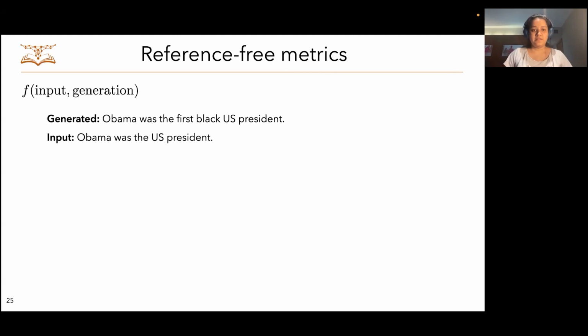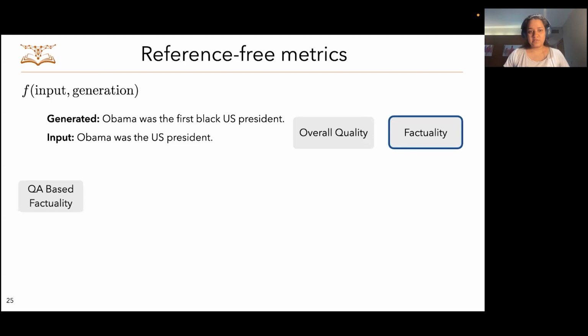So again, just to talk about the categories of reference-free metrics that we have, there are two categories broadly. One evaluates the overall quality, and I won't really go into a lot of detail about this. The second group of metrics evaluates the factuality of the generated summary. The reason I mention factuality especially is that a lot of effort has been put into this area of summarization research in the last 2-3 years. So let's just look at the factuality-specific metrics that we have.